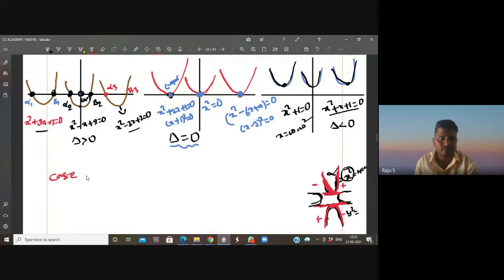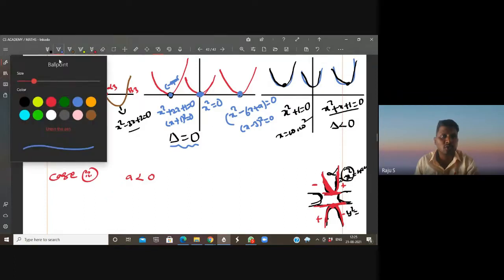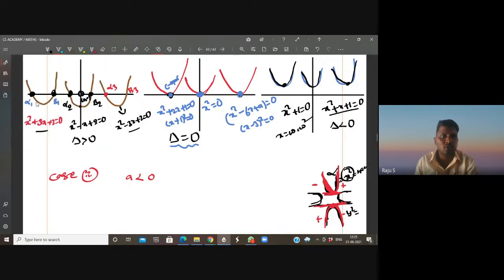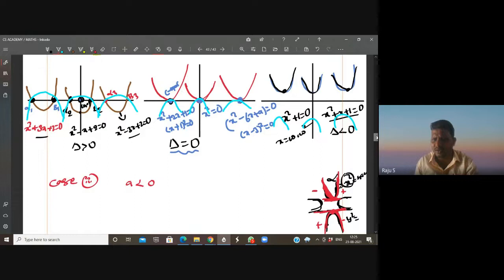Case 2: a is lesser than 0. What about the graphical representation? Those three cases we have to write. Lesser than 0 means the same, but it is open downwards. Take the x-axis and y-axis. Not all of that is required, but you should have an idea about this.